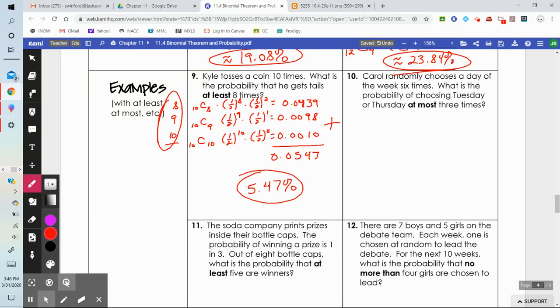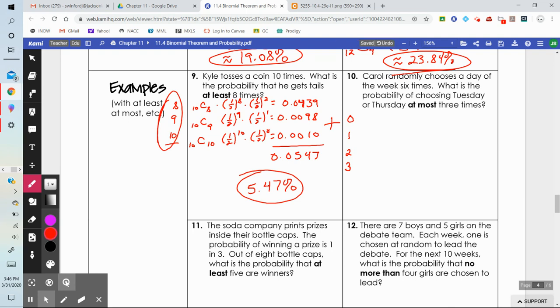Number 10, Carol randomly chooses a day of the week 6 times. What is the probability of choosing Tuesday or Thursday at most 3 times? So at most means choosing Tuesday or Thursday no times, 1 time, 2 times, or 3 times. Not more than that, but at most.